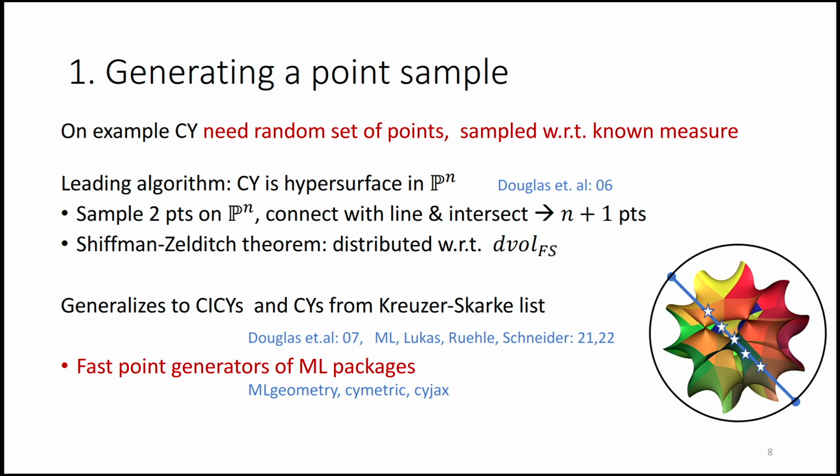And the algorithm has been generalized to other manifolds, complete intersection Calabi Yaus, and Calabi Yau hypersurfaces that have toric ambient spaces from the Kreuzer-Skarke calculus in recent years. Also, this method has now been included in the machine learning packages that have been written for this particular problem, the Calabi Yau metric problem. So these point generators are already implemented, and they work, and they are super fast. So this is a problem that has been solved very nicely.